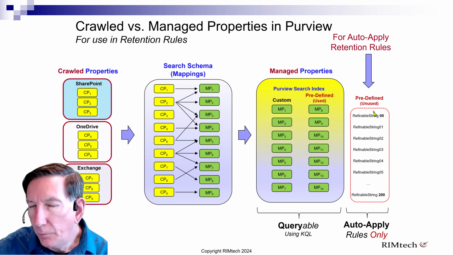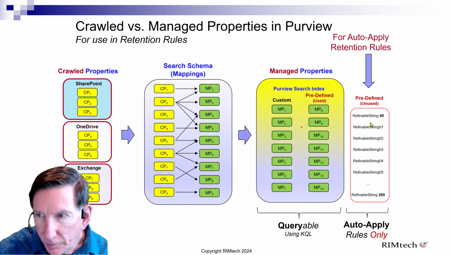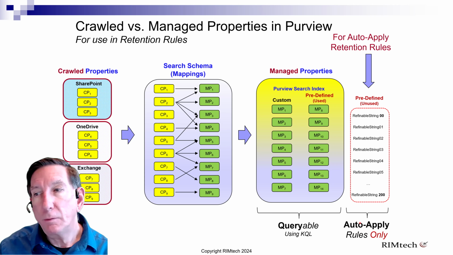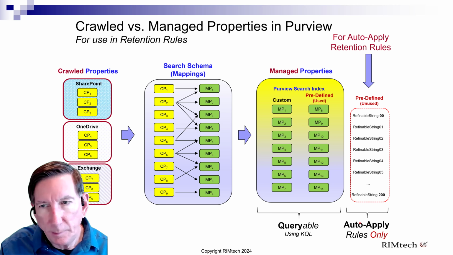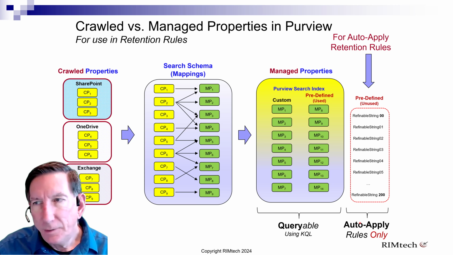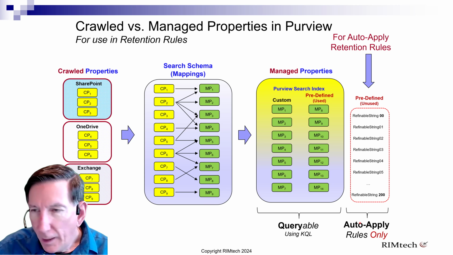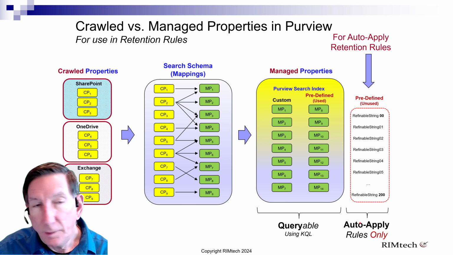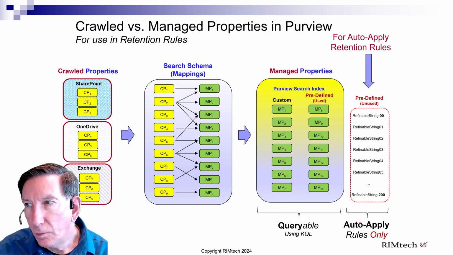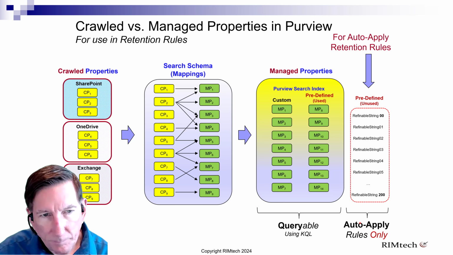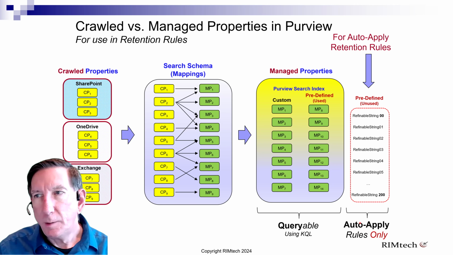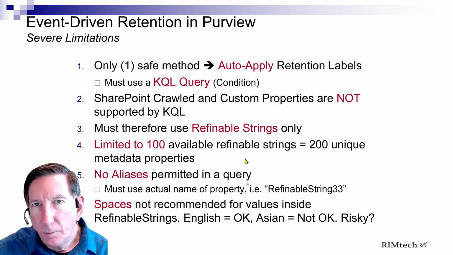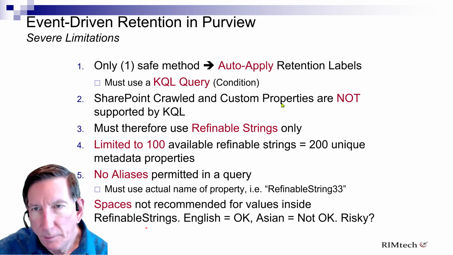So if you accept that, which I certainly do, that means that auto-apply rules, which are a method of applying retention labels in Purview, cannot use the crawled properties and cannot use the managed properties. No, they can use neither one. They can only use refinable strings, which is a predetermined type of managed property. It's really a variable, okay? So these are the limitations that we have to work around.